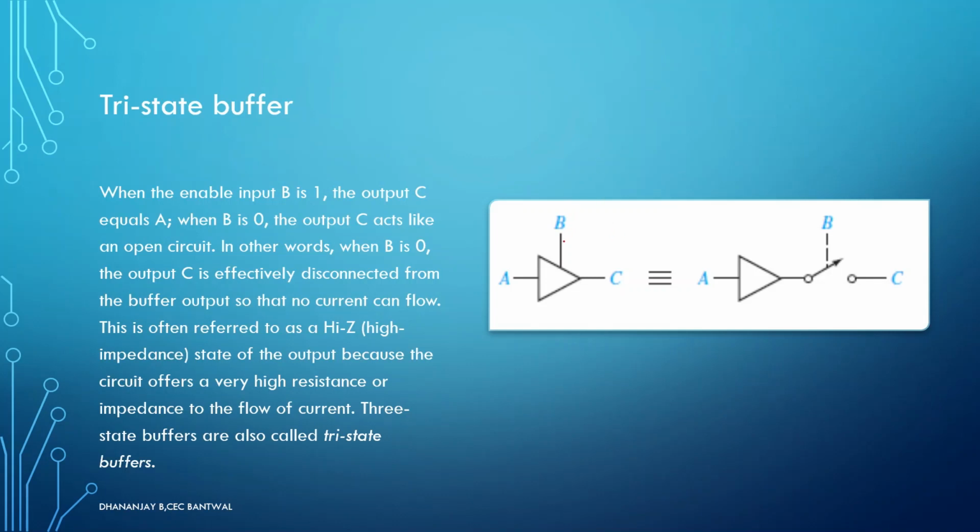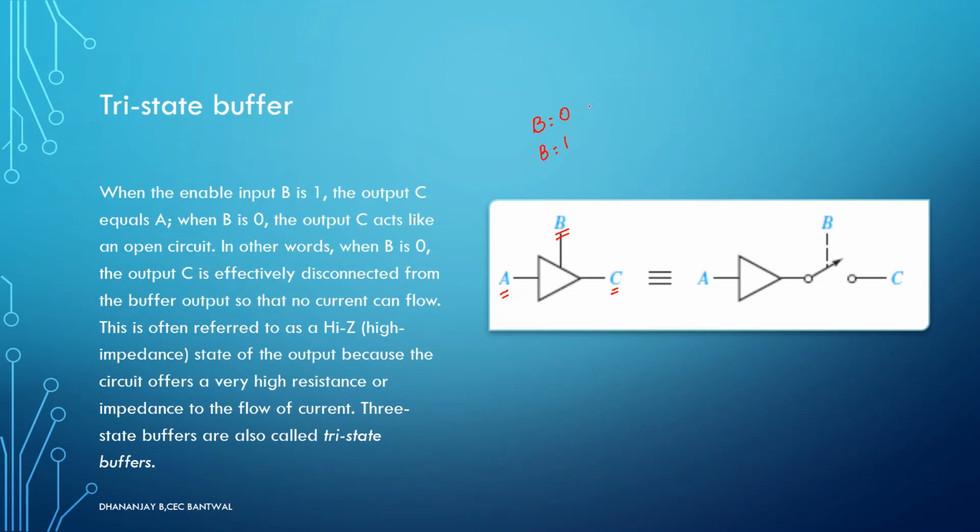Explanation regarding the buffer, how a buffer actually works. So this is your buffer. Sorry, this is the buffer input. This is your driving signal. This is the output. Now B can have two values. It can have the value of 0 and it can have the value of 1.